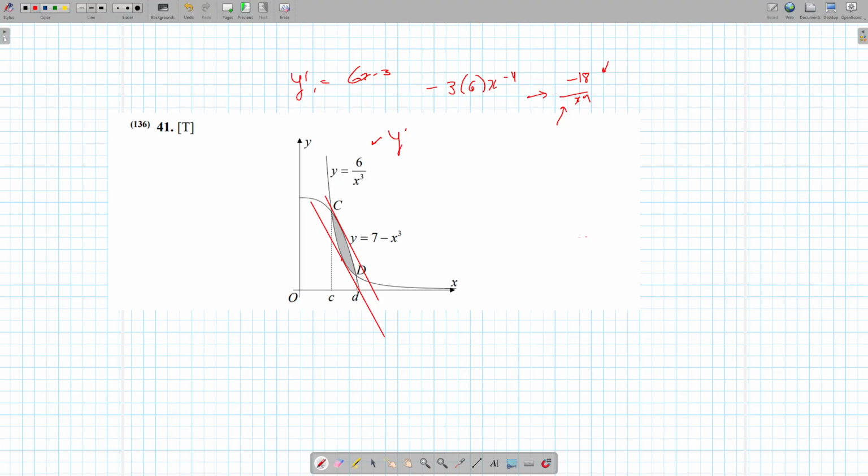How about the derivative of the other curve? Because remember, we're talking about two tangents, one for this curve, one for the other curve. 7 minus x cubed. What's the derivative of it? It's going to be minus 3x squared, right? You just derive it. 7 doesn't derive, minus 3x squared. Okay.